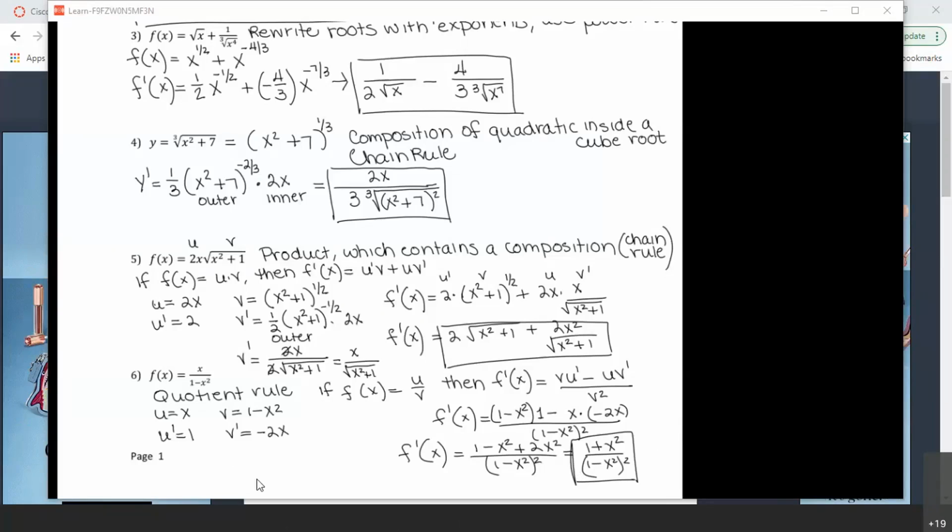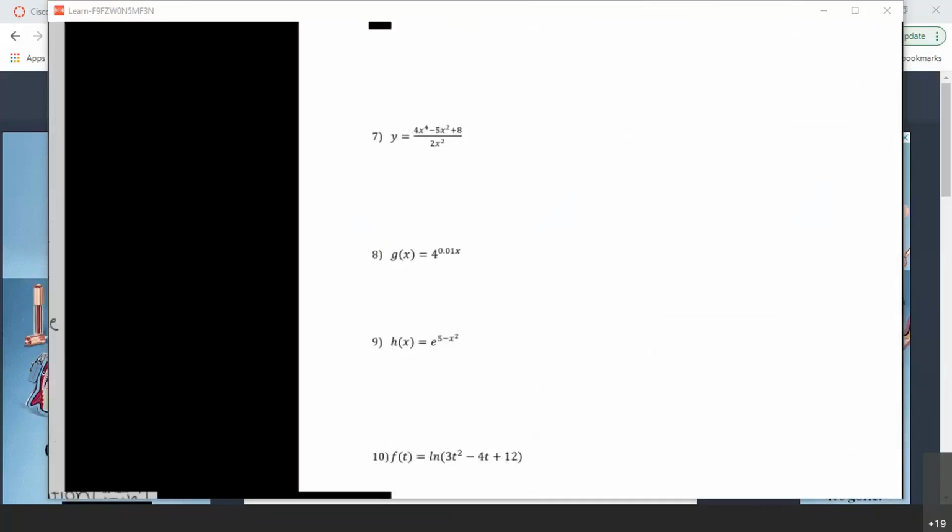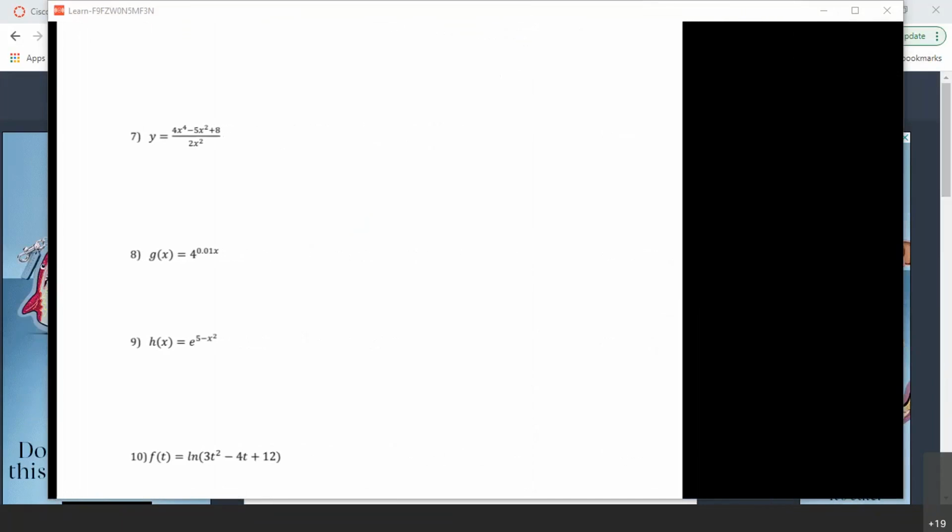Now in this example, because I had two terms in my denominator, there was no real way for me to simplify it unless I wanted to rewrite it as a product of x times 1 minus x squared to the negative 1. I don't know that that would have been any easier. But let's take a look at question 7. And I want to ask you, for question 7, how would you start it?